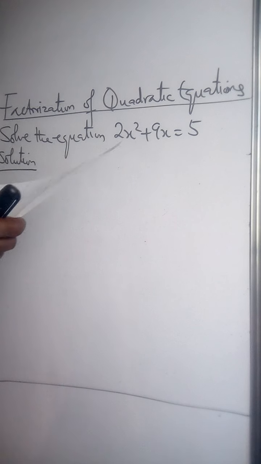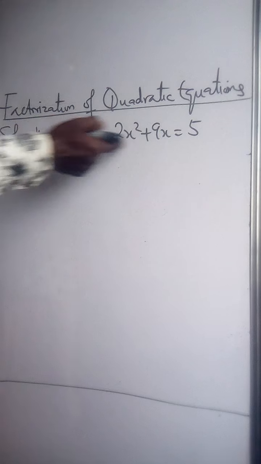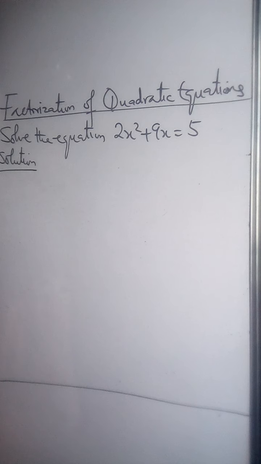Here in this video, we shall be talking about factorization of quadratic equations. The example here is: solve the equation 2x squared plus 9x is equal to 5. How do we solve this? By factorization method. As we all know, factorization is one of the methods we use to solve quadratic equations.